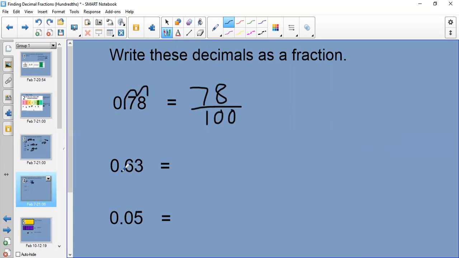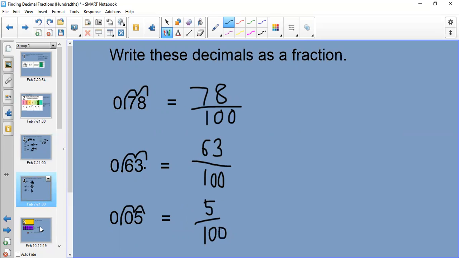Same with this one, 0.63. Well, I'm going to have to move my decimal point forward again by multiplying by 100. So the point goes here. It's essentially saying 63.0, but you don't need to put in the .0 because that's just a placeholder. So 0.63 is 63 over 100. And 0.05, if we move our decimal point 1, 2 spaces, it just becomes 5, 5.0, 5 over 100. So that's how you put the decimal form back into a fraction that is out of 100. I hope that makes sense.